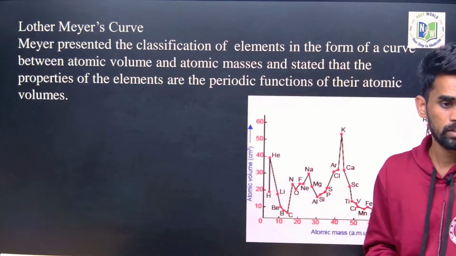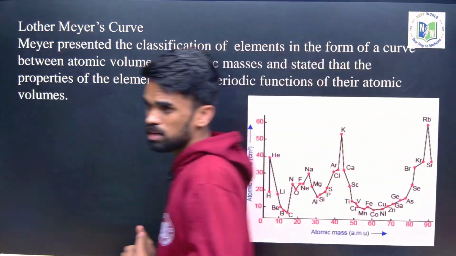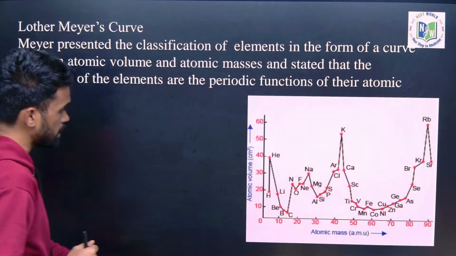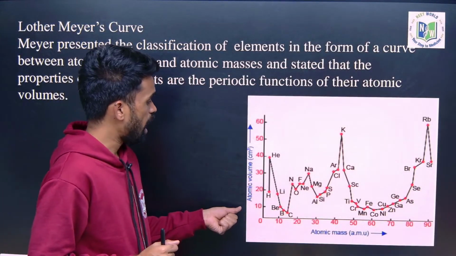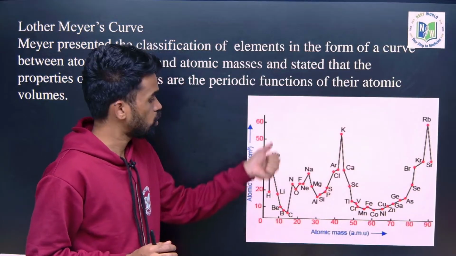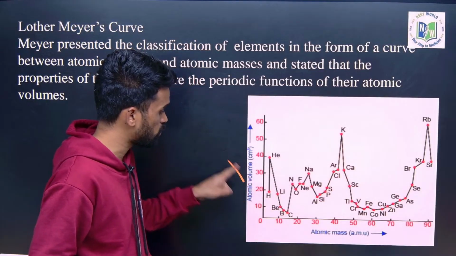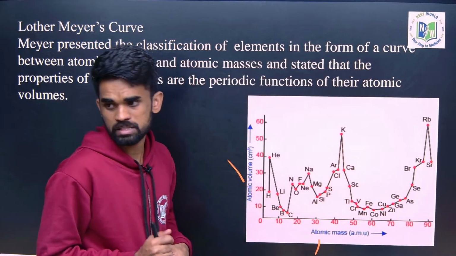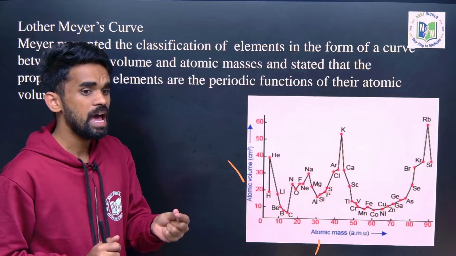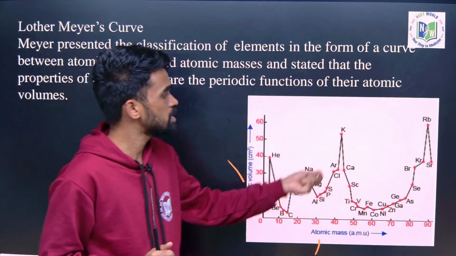Next one is what? Lothar Meyer classification or Lothar Meyer curve. What he did is, he took a graph of atomic volume versus atomic mass of elements, and he drew this curve. He observed the curves which appeared when he took atomic volume versus atomic mass. Those elements having similar properties were occupying the same position in these curves.